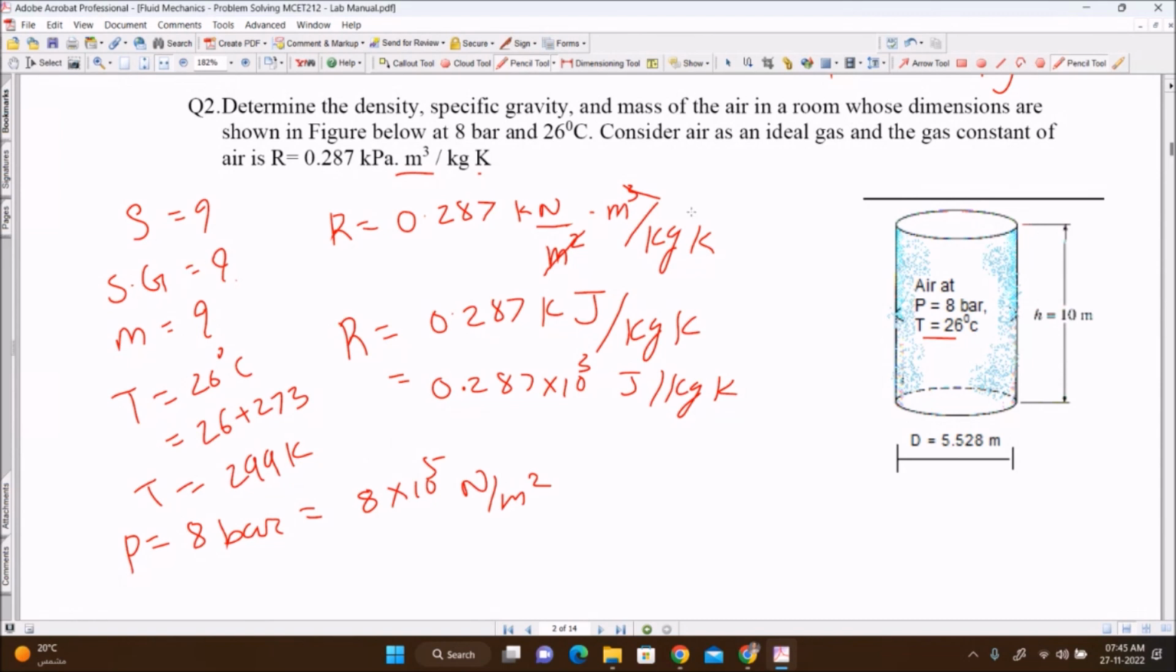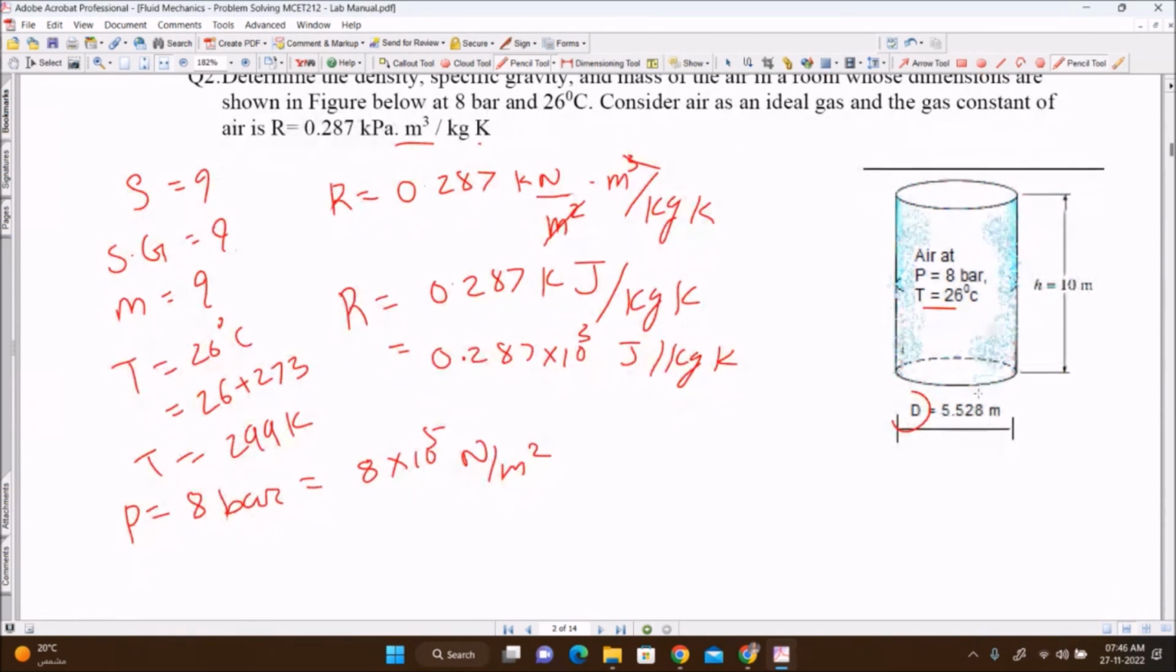So I need a density. What is density? Density is mass by volume. So I need mass, I need volume. For volume, I have the diameter and I have the height, so I can find the volume of the cylinder. For that I need the area. Area into the height is called volume. So volume of cylinder is equal to area into height.